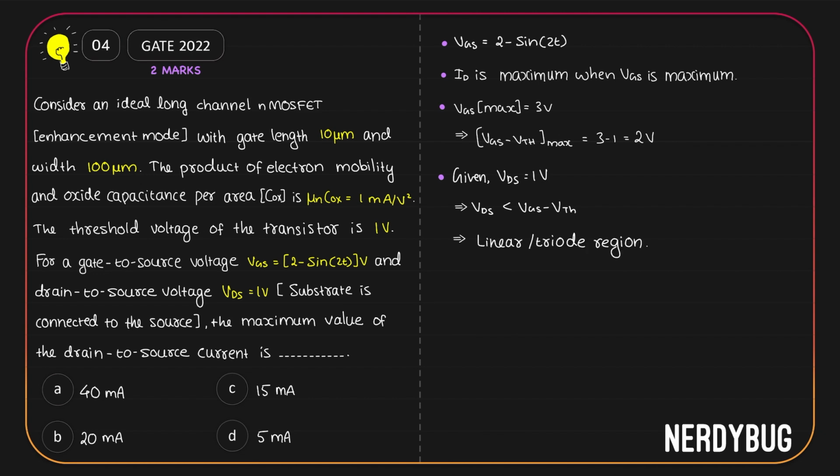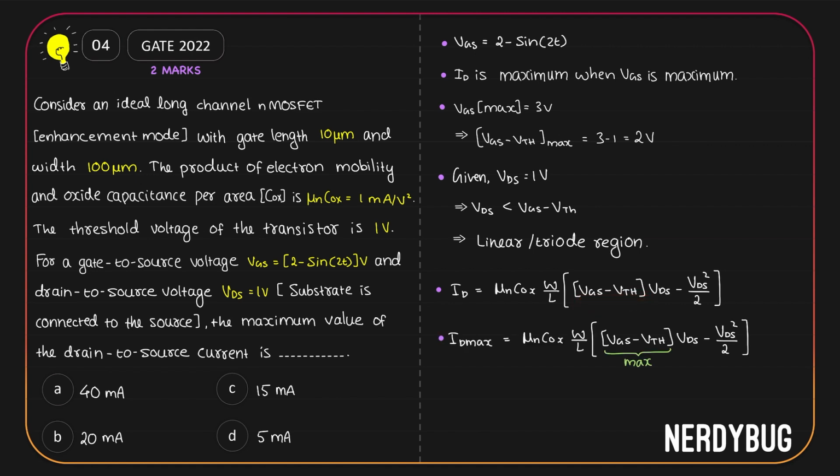In the linear region, the equation for drain current is µnCox W by L (VGS minus VTH) multiplied by VDS minus VDS square by 2. To get the maximum current, we have to take the maximum value of VGS minus VTH. We have all the values required. µnCox is given. W by L can be found because L is given, W is also given. VGS minus VTH, its maximum value is 2 volt. VDS is 1. So all we have to do is give values. That gives us maximum value of the current is 15 milliampere. Option C is the correct answer.